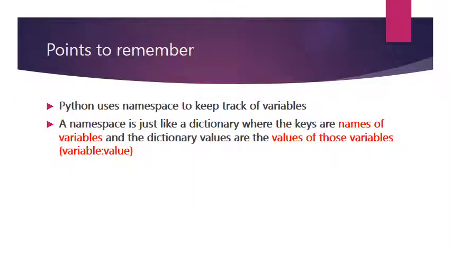Python uses namespace to keep track of the variables which are used in that particular program. A namespace just acts like a dictionary where keys are the names of the variables and dictionary values are the values of those variables. So it can be written within curly brackets as variable colon value.